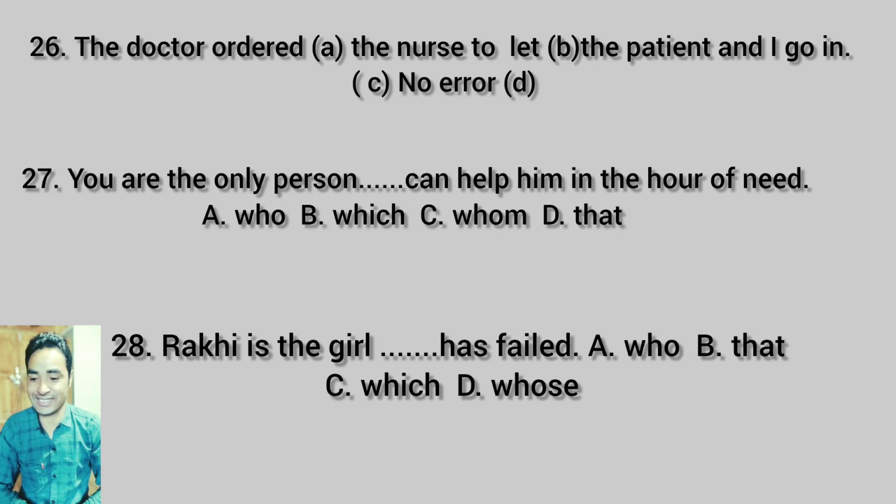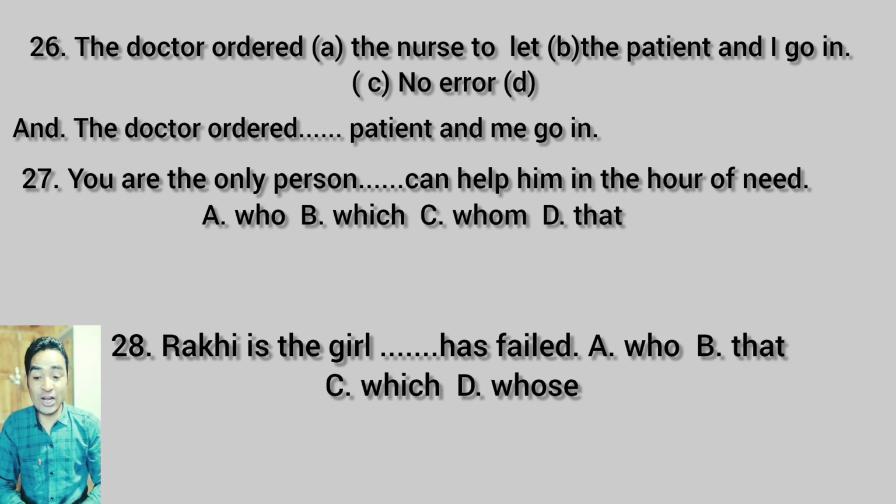Question number 26. The doctor ordered the nurse to let the patient and I go in. What is the error in this sentence? Correction: the doctor ordered the nurse to let the patient and me go in. Okay, the correction is in the C part of the sentence. But why? As you know, after a verb and a preposition, the objective case of personal pronouns is written, not the subjective case.